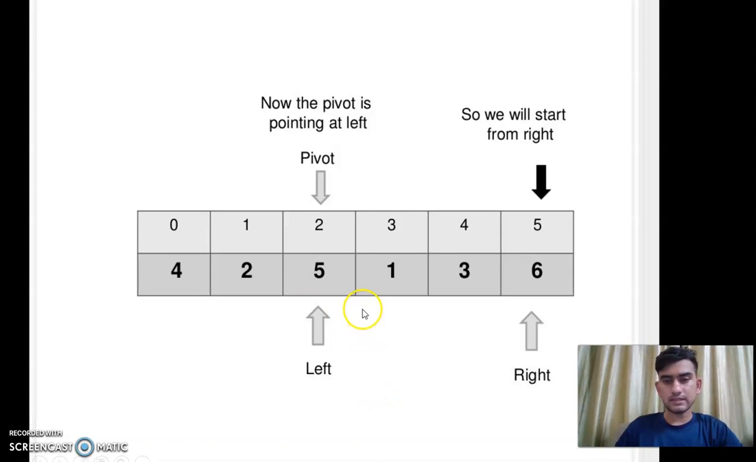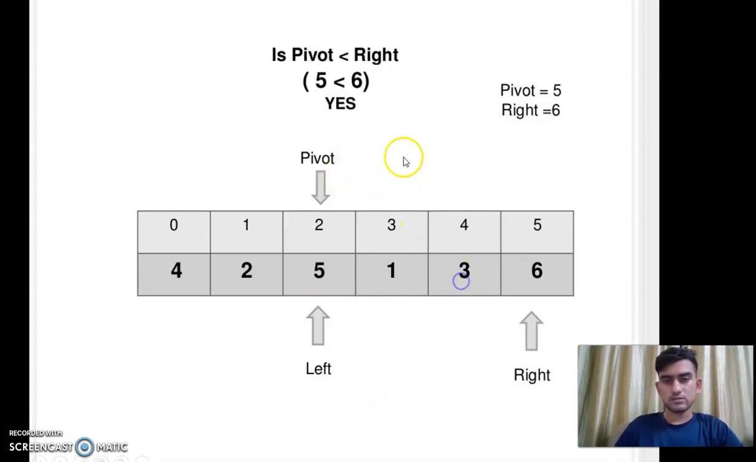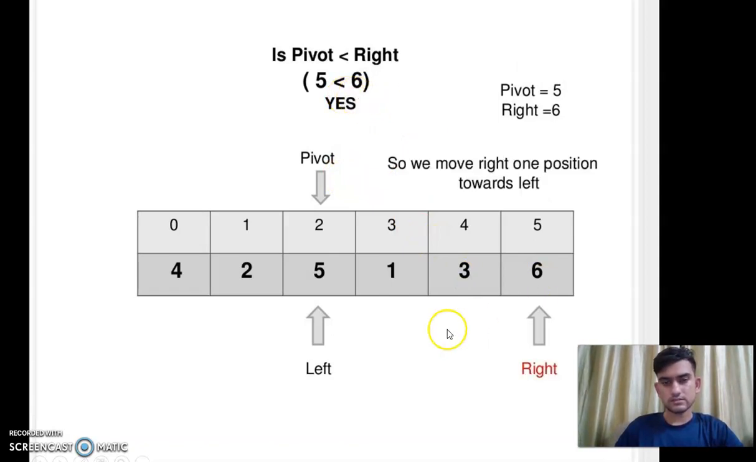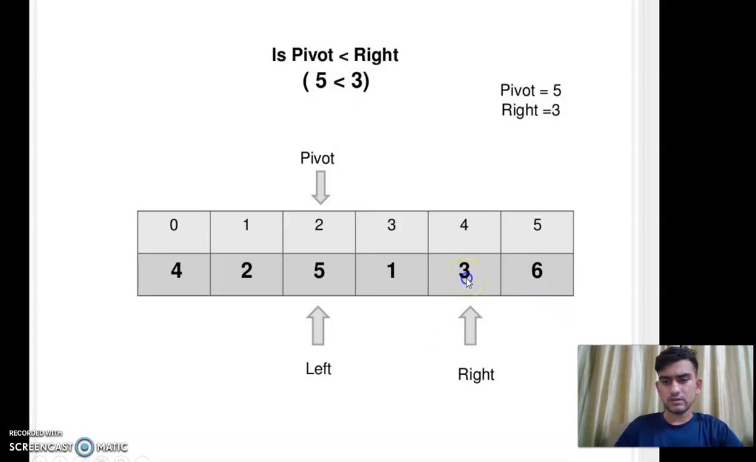Now we will compare the right element, moving from the right towards the left. So 5 is less than 6. Yes. Now we will move right. Now compare it with 3. Moving right, 3 is less than 5.